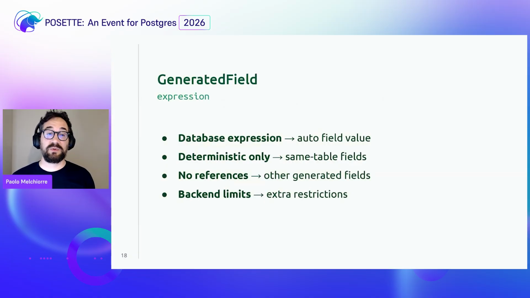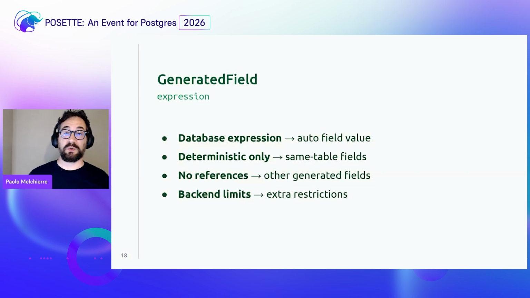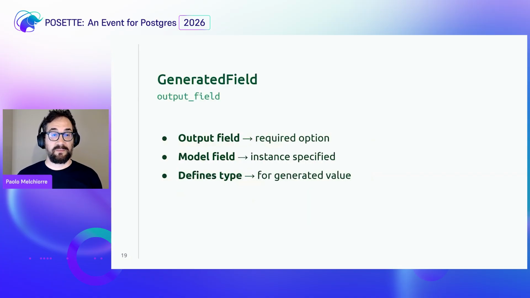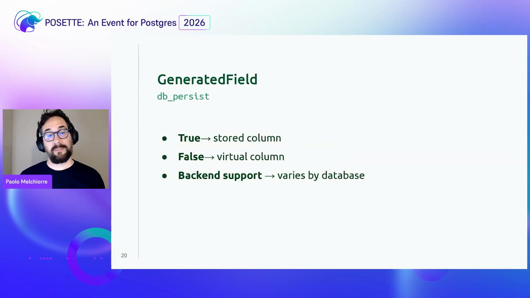We have some attributes to create a generated field. You have to specify the expression that calculates the final value, which has a lot of different implementations. We have to specify the output field, which is the type of the column we are going to create. And we also have to specify if the column is persistent or not.